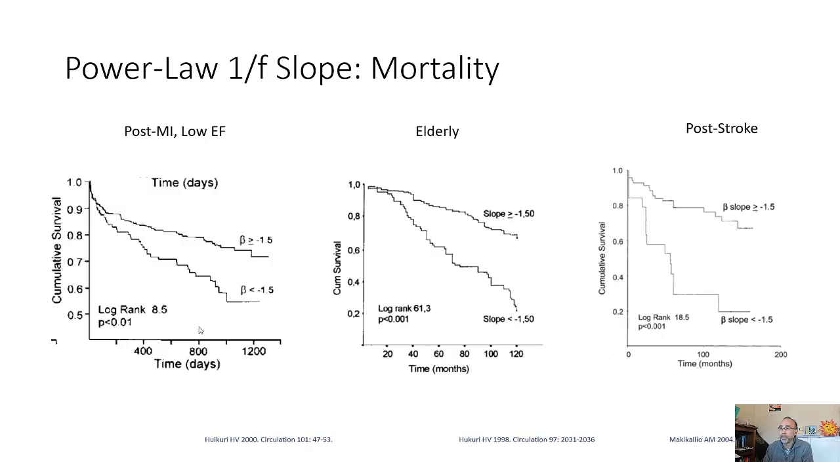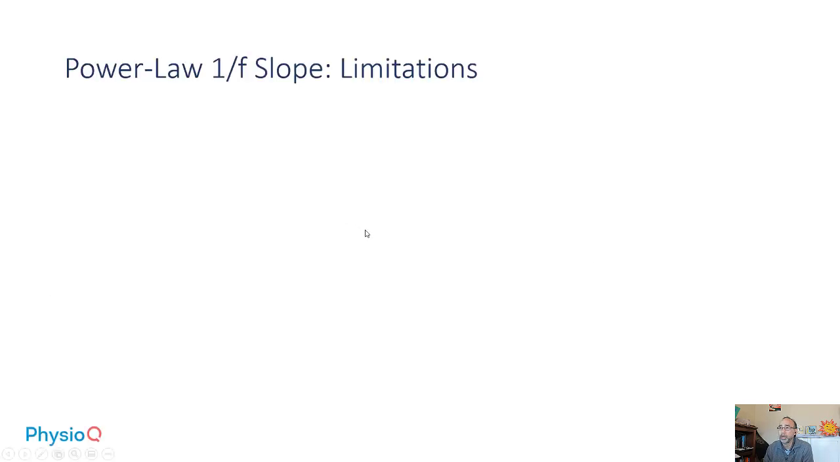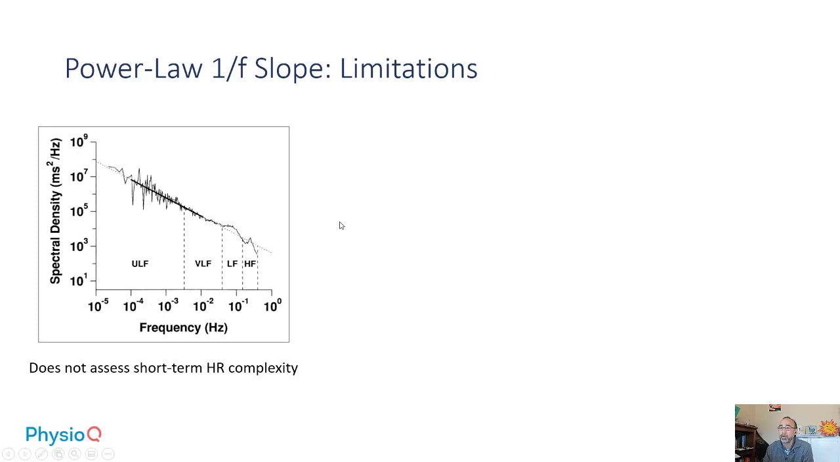And these are figures that were obtained from the studies that were listed in the meta-analysis. And you can see here again a steeper slope, indicating a slope less than minus 1.5 indicates higher rates of mortality. And this occurred in post-myocardial infarction, low ejection fraction groups, elderly individuals without past medical history of cardiovascular disease, and even post-stroke. The power law 1 over F slope, however, has certain limitations.